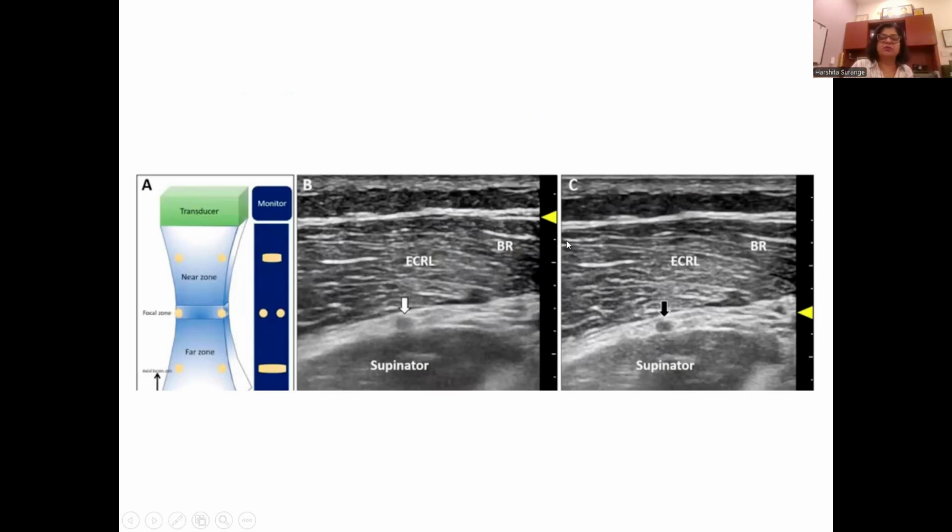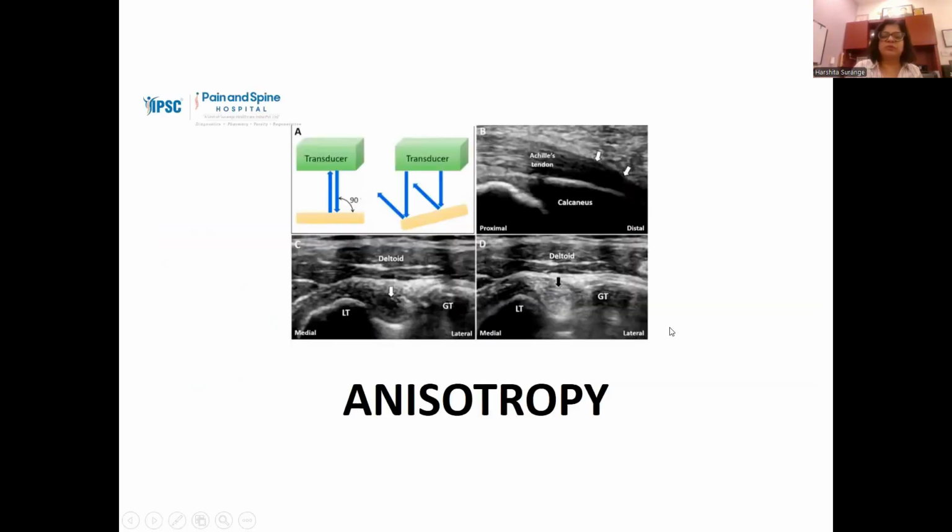So as I told you, this is over your lateral forearm. What you are seeing is the brachioradialis, the extensor carpi radialis brevis, the supinator, and here is the posterior interosseous nerve. Now see, the posterior interosseous nerve appears almost blurred and hypoechoic because the focus is not at the place. And right here, the focus is right at the area, so see how well defined it appears. So again, we are talking about the focus.